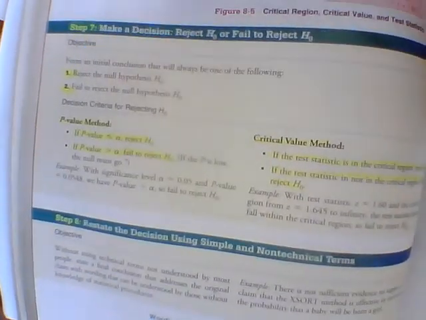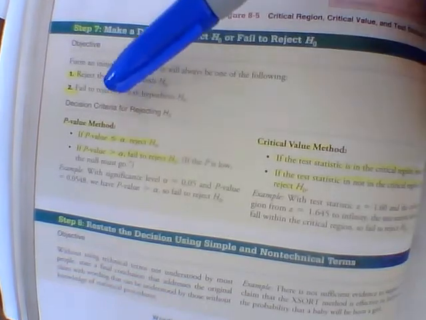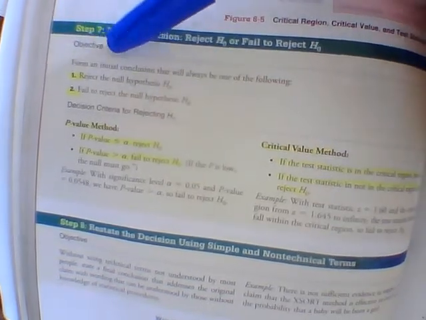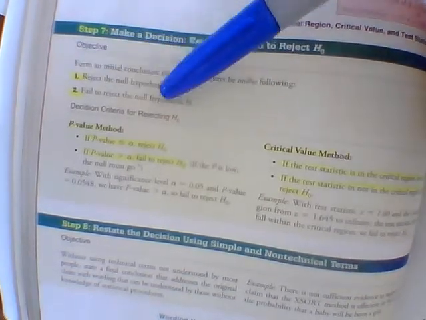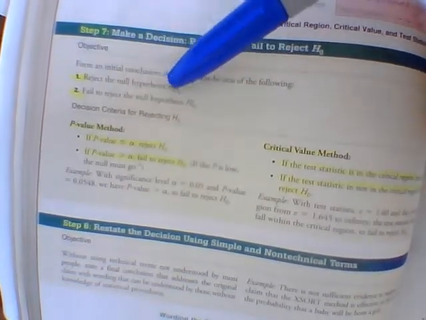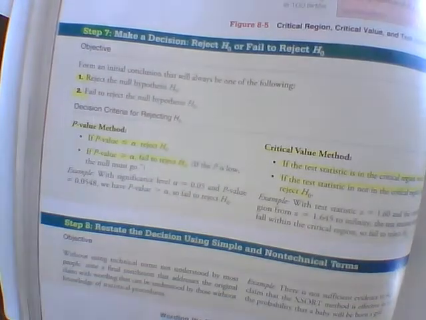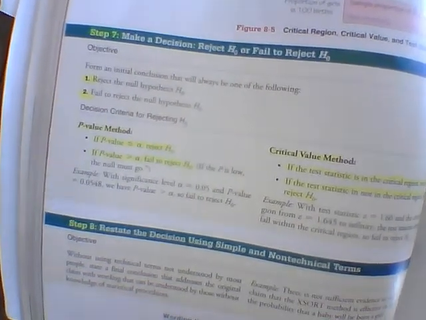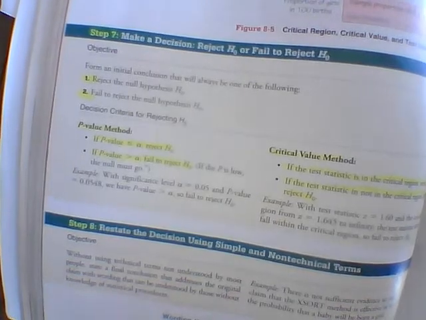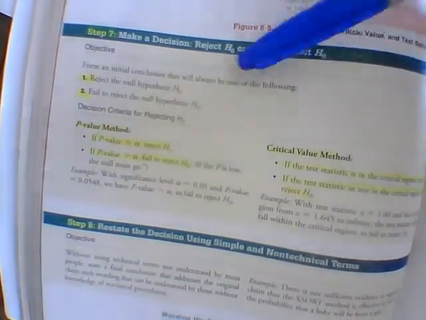So step 7 is to make a decision about this. We basically have two options. We either reject our null hypothesis or we fail to reject the null hypothesis. Notice we are not making any claims towards our alternative hypothesis. Even though we have one, we are not claiming anything with it.